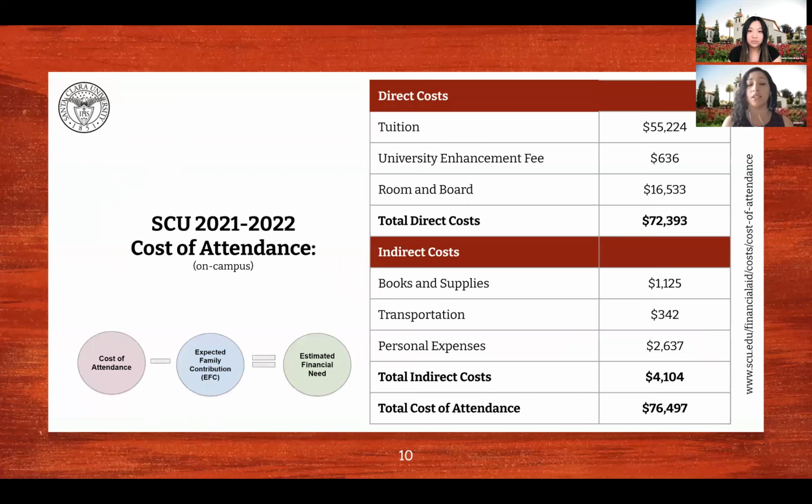So here's the cost of attendance for 2021-2022. The cost of attendance is made up of two things: the direct cost and indirect cost. We always remind our students and families that they're only going to be billed for direct costs: tuition, the university enhancement fee, and room and board. These are all the amounts that are going to be billed to the student. Any indirect costs would be books and supplies, transportation, and personal expenses. At the end, we total the cost of attendance, basically what it would cost for the student to come to Santa Clara. It's $76,497. This amount, again, you can find on our website. If you search for cost of attendance, that information is also listed there.